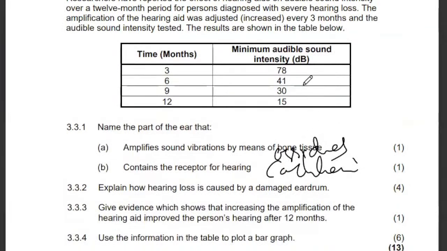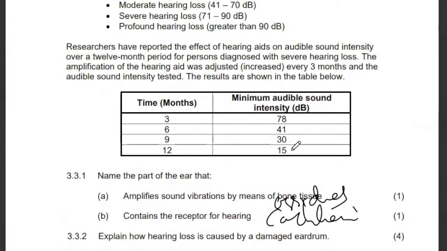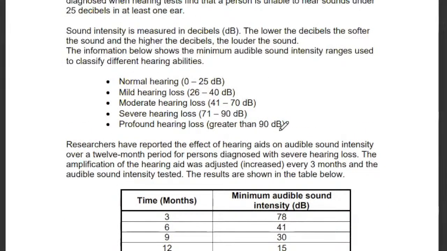Yes, after 12 months, you see that the person can still hear the intensity which is 15. Because at 3 months, it was stopping on 78. At 6, it stops on 48, 41. At 9, it stops on 30. At 12 months, it kept on improving, and the person is able to hear even at 15 decibels. You see?